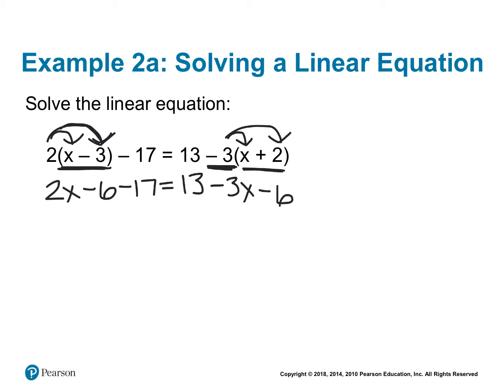Okay, now we can combine our like terms. So that means put common things together. So let me look at my two sides here. On the left, there's no other x's, but I could put these two together, these normal numbers. Negative 6 minus 17 is negative 23. Then I have 2x.